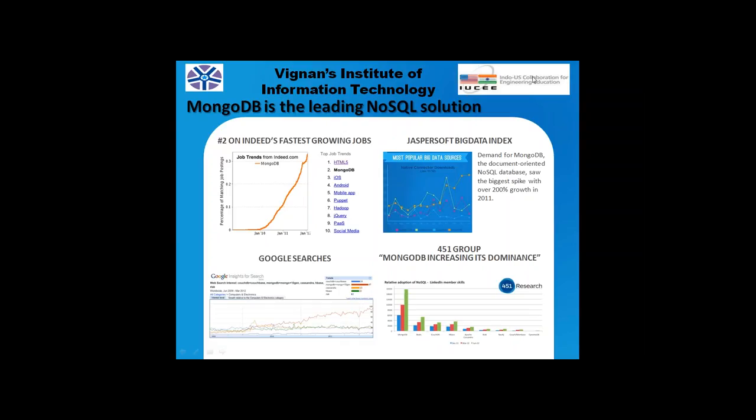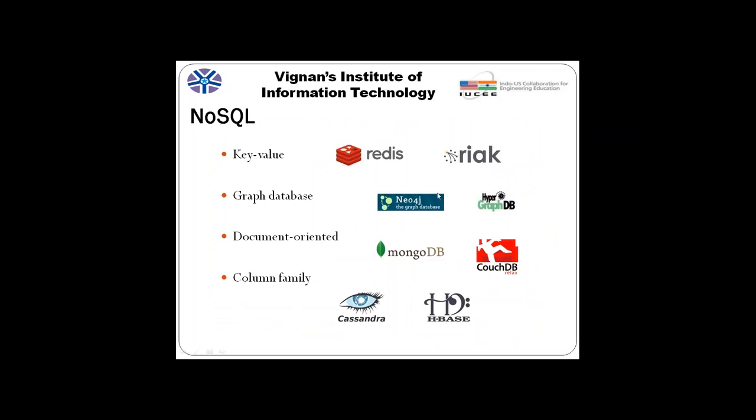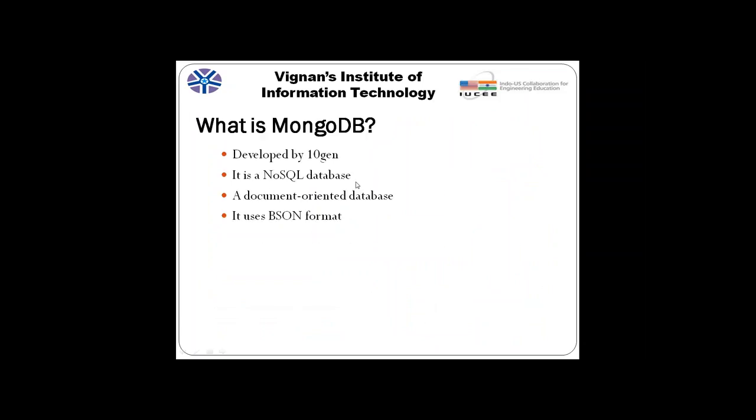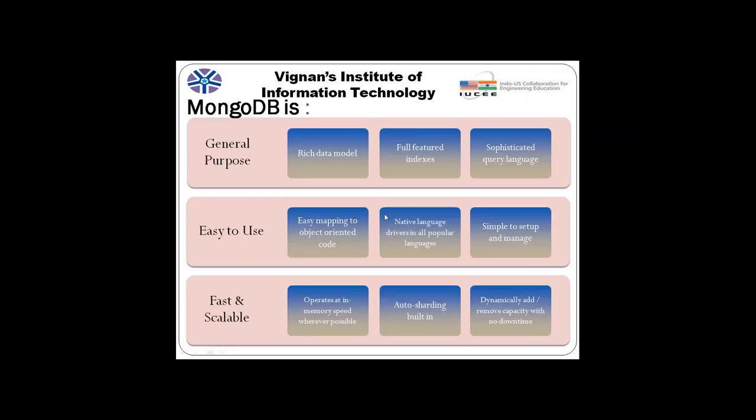And here we need to understand the most important things about replication, why there is sharding, and what the benefits of all these things are. We are going to see one by one. So MongoDB is general purpose, with a rich data model, full-featured indexes, and a sophisticated query language. This is a wonderful thing which you can find in MongoDB. And it is very simple and easy to use, with easy mapping to object-oriented coding.